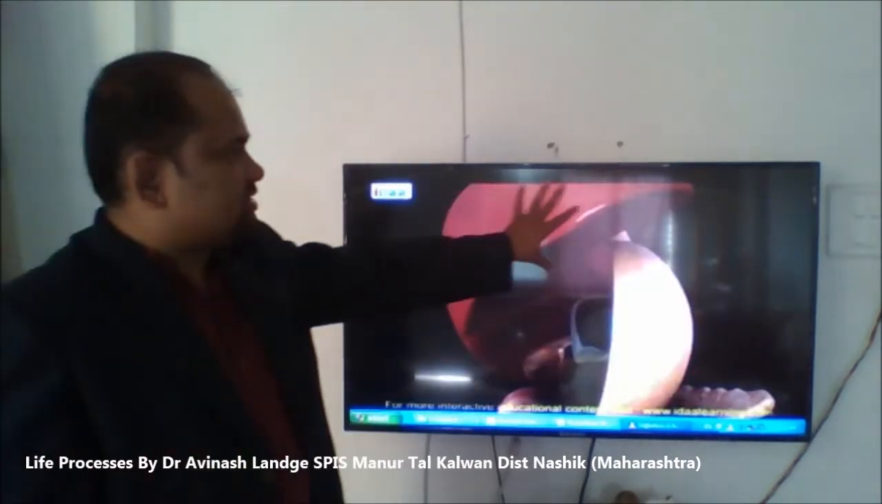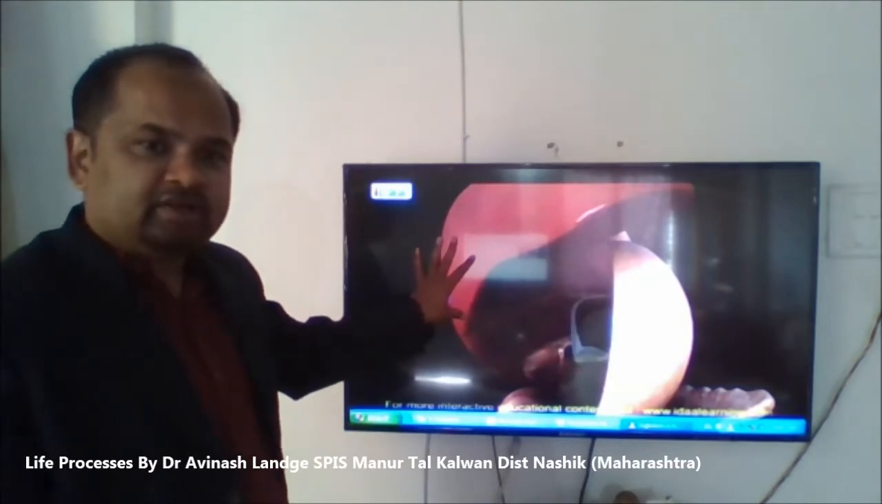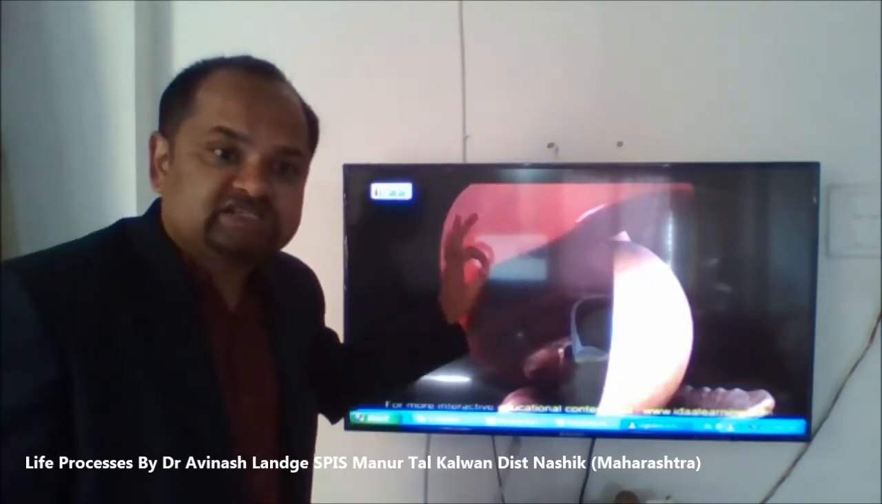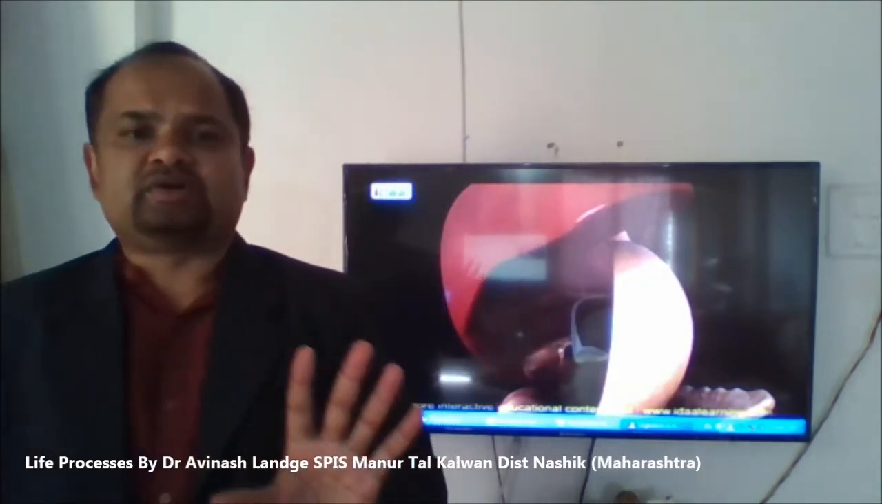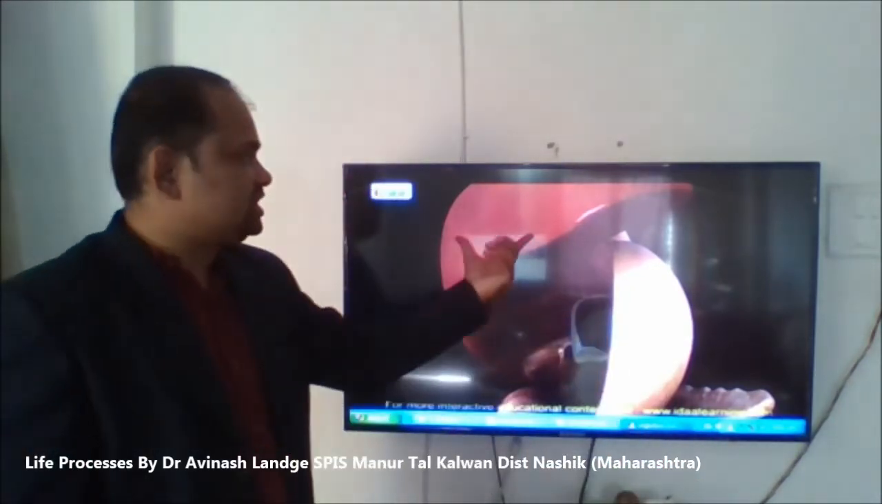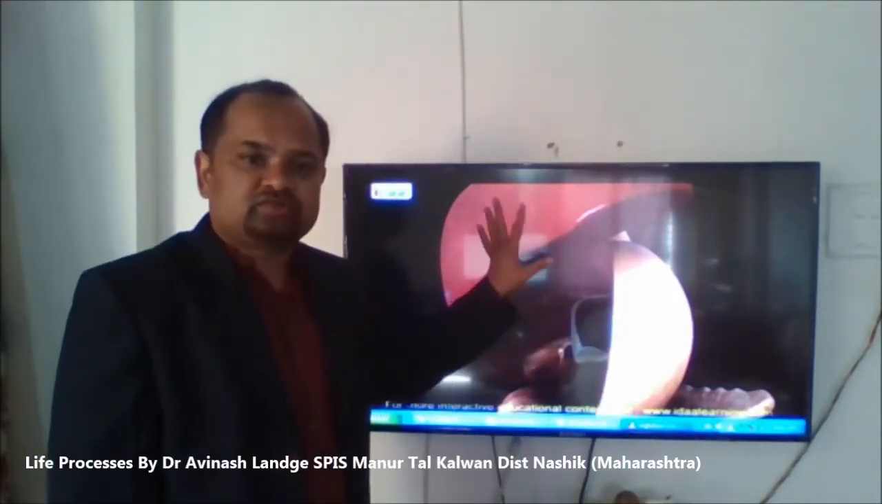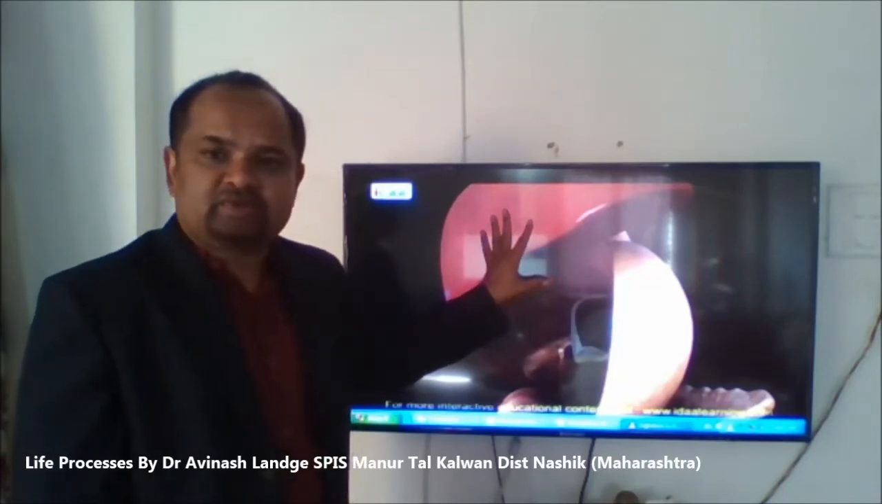So see, this is the liver, the largest gland. Which is the largest gland of the human body? This question can be asked in the examination, or in general knowledge also. These questions are asked in competitive examinations. So the liver is the largest gland of the human body.